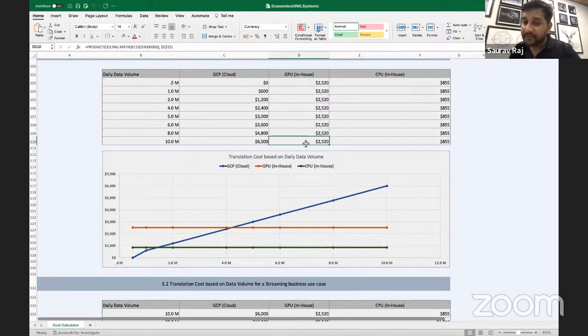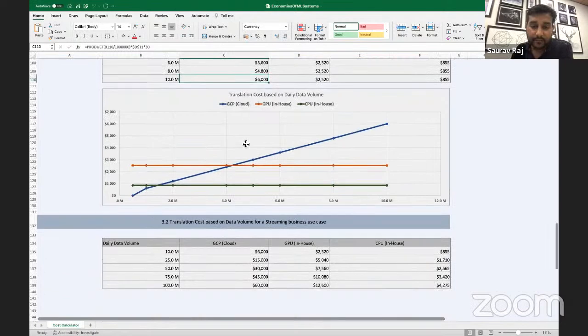In 1 month, you are saving $3,500. In 10 months, you'll be saving $35,000, and in just under 18 months, 1.5 years, you'll actually be saving your $60,000 of development cost, the amount that you actually paid to the engineers, to the team, to build and maintain the solution. And this is just for a data volume of around 10 million characters per day. If the data volume is even higher, this savings would be more pronounced.